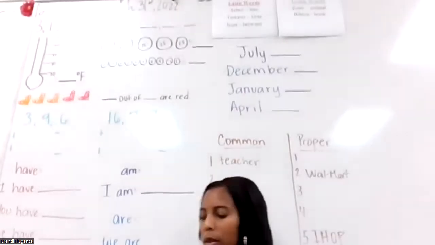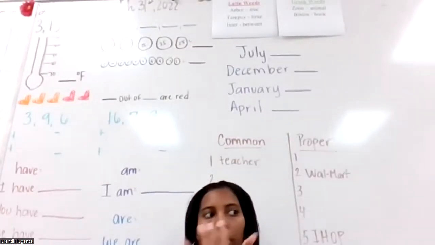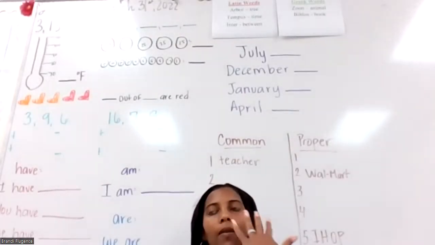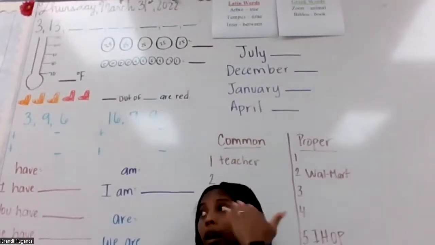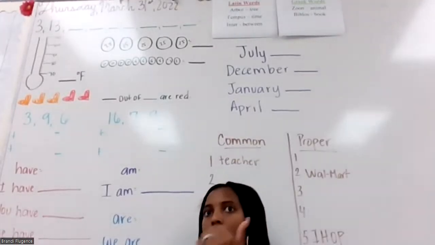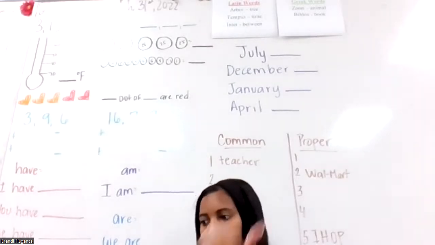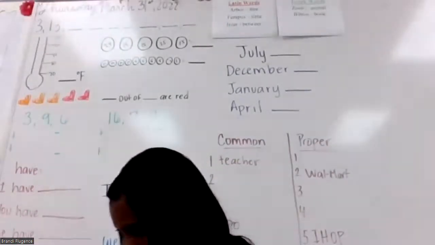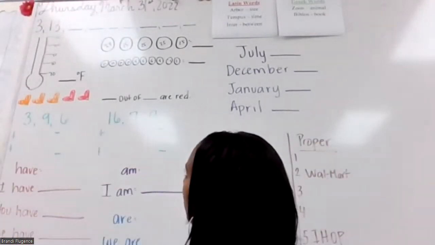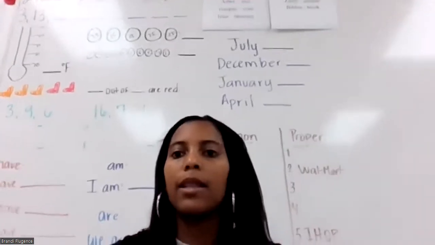Counting by twos with odd numbers. So 1, 3, 5, 7, 9, 11, 13, 15, 17, 19, 21. All right, good. So that's counting a couple of different things. All right, so let's look on the board up here.